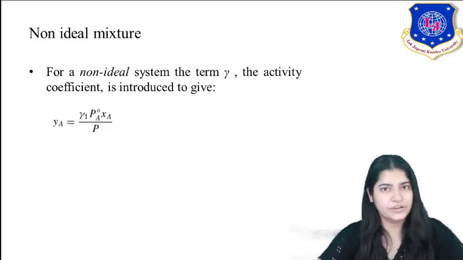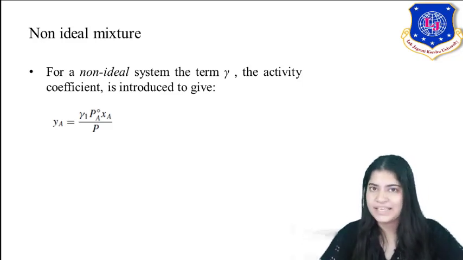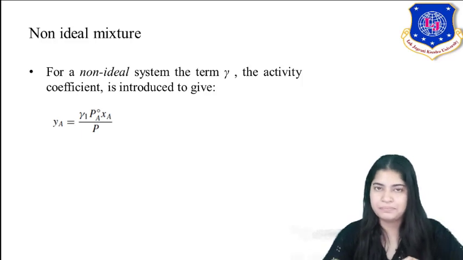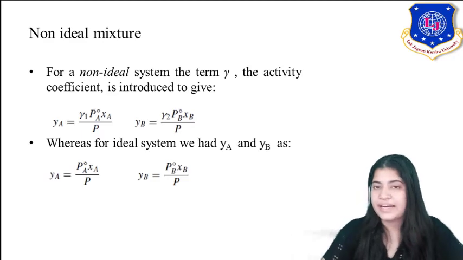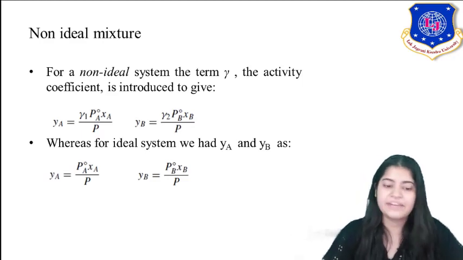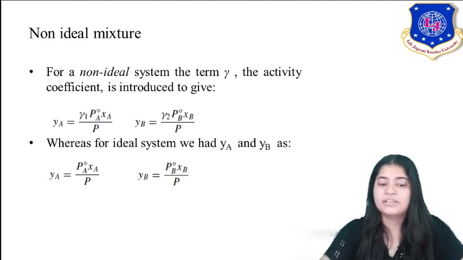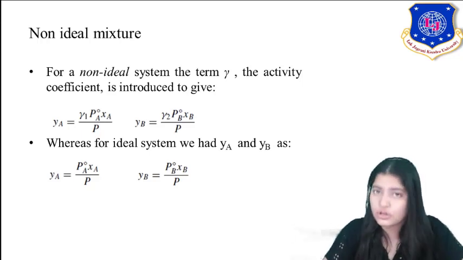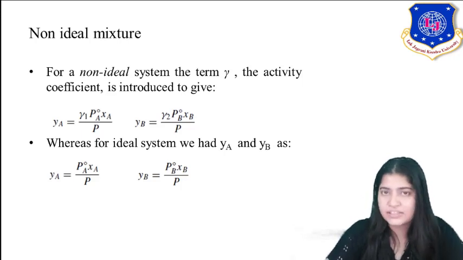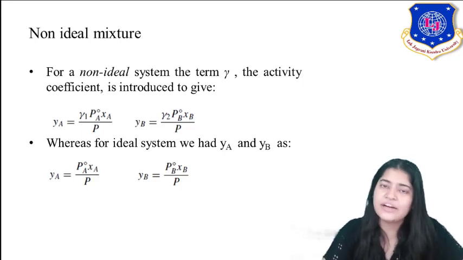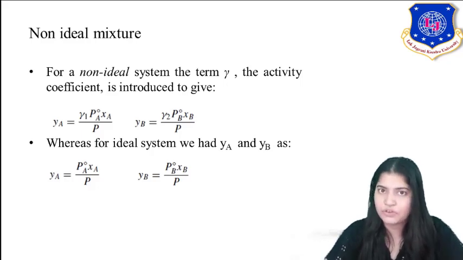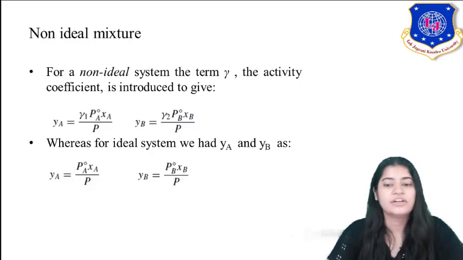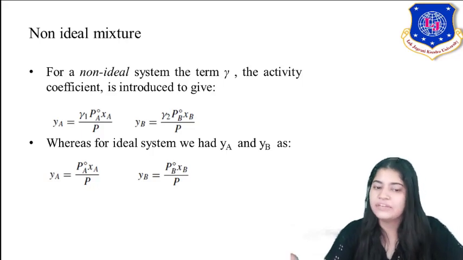So you get your calculation now as YA is equal to gamma 1 PA sat XA upon P. Whereas for an ideal system we had YA and YB as given below, the second formula of YA and YB, calculated using Raoult's law. Whereas for a non-ideal system, you are adding a correction, the activity coefficient. It is converting your ideal system formula into a non-ideal system formula. Your gamma is again the activity coefficient.